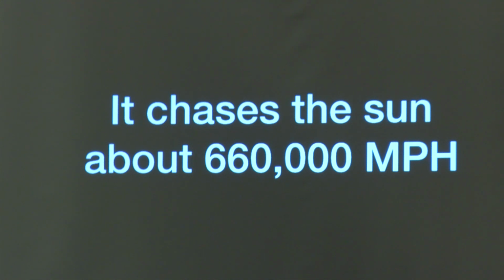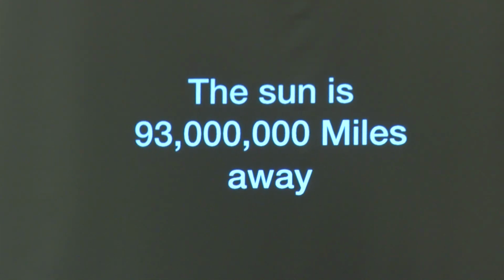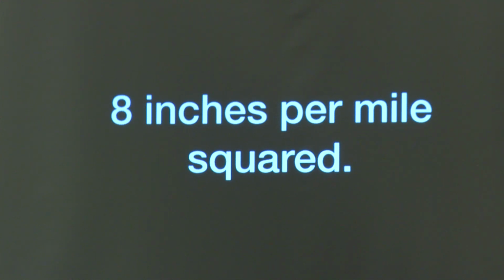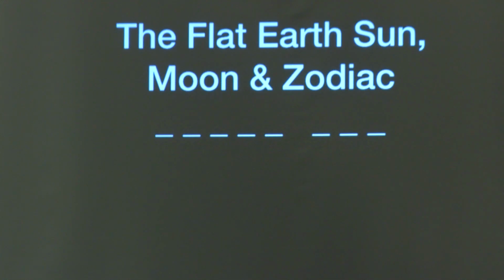It doesn't matter, because all the answers are wrong. The sun is? And nobody knows how we came up with that, except Eero actually told us who came up with that, some Jesuit. And the formula, and none of you knew this before, flat Earth, for the curvature of the Earth. Other people don't know this stuff. All right, one more, tough one. The flat Earth, sun, moon, and zodiac.